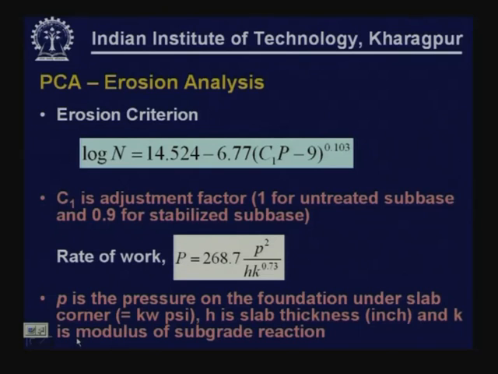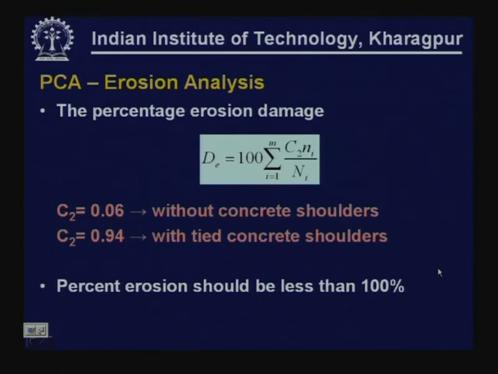So, substituting this in the above equation, we can find out how many repetitions of a given load the slab can sustain before it fails because of erosion failure. The percentage erosion damage caused, again, because here also we are going to have different magnitudes of loads and different magnitudes of loads would produce different amount of deflection. So, the erosion damage caused by different axial load groups will be different. So, we have to sum up all the damage caused because of all the groups of axial loads. So, this is how we do the summation.